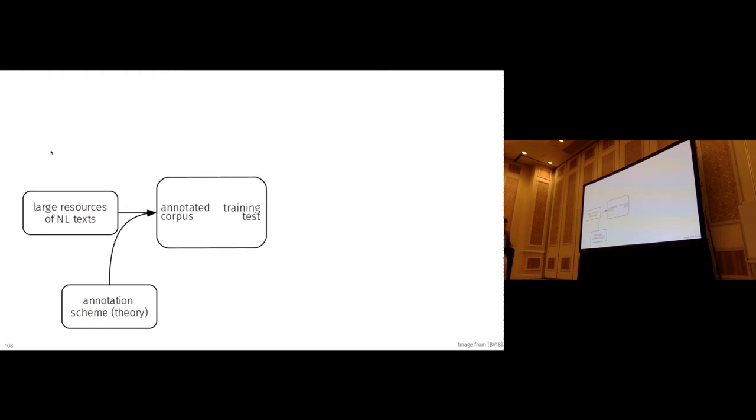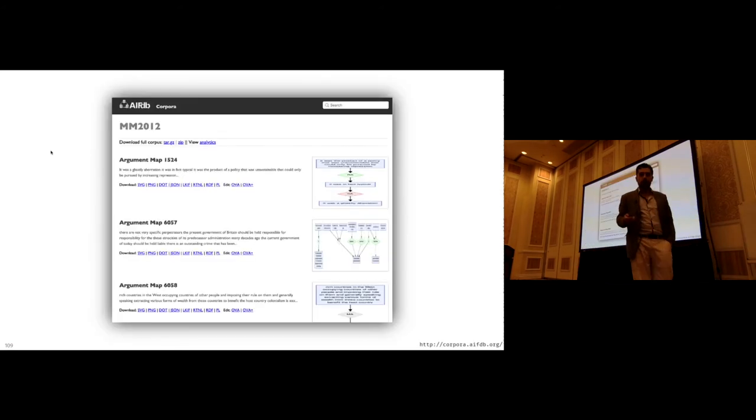But the point here is you need to make a decision on what you want to annotate from text and how you want to annotate it. And once you choose this annotation, you have to just live with that one. And that is going to create your corpus of analysis you're going to use in your system. Indeed, given a large resource of natural language text and given an annotation scheme, you can now create an annotated corpus that can also be used as a training set for a machine learning algorithm.